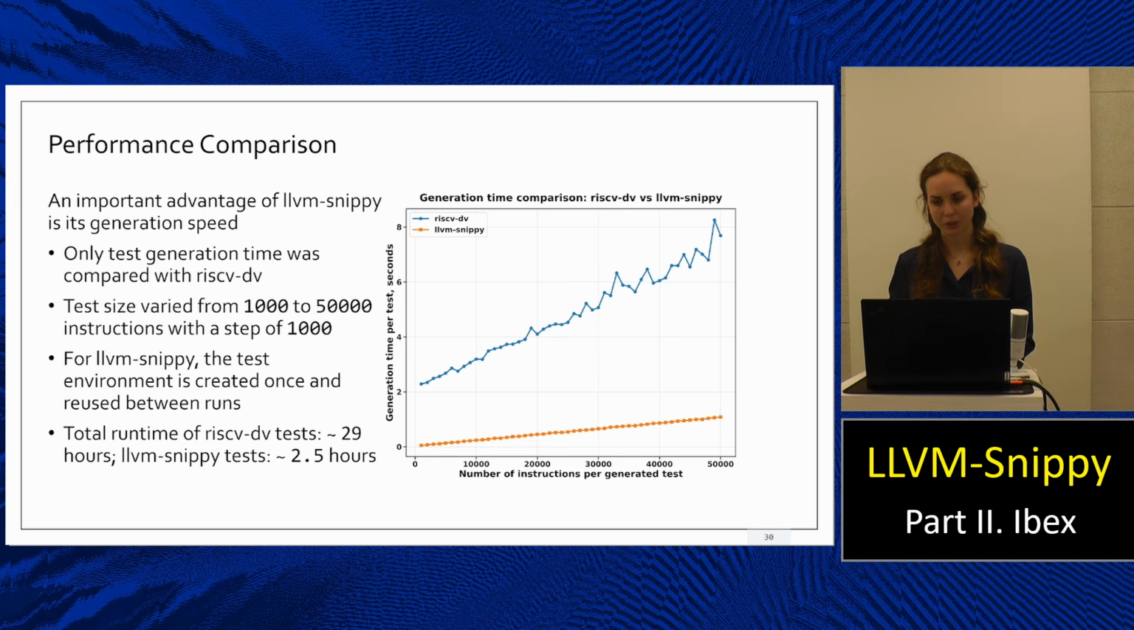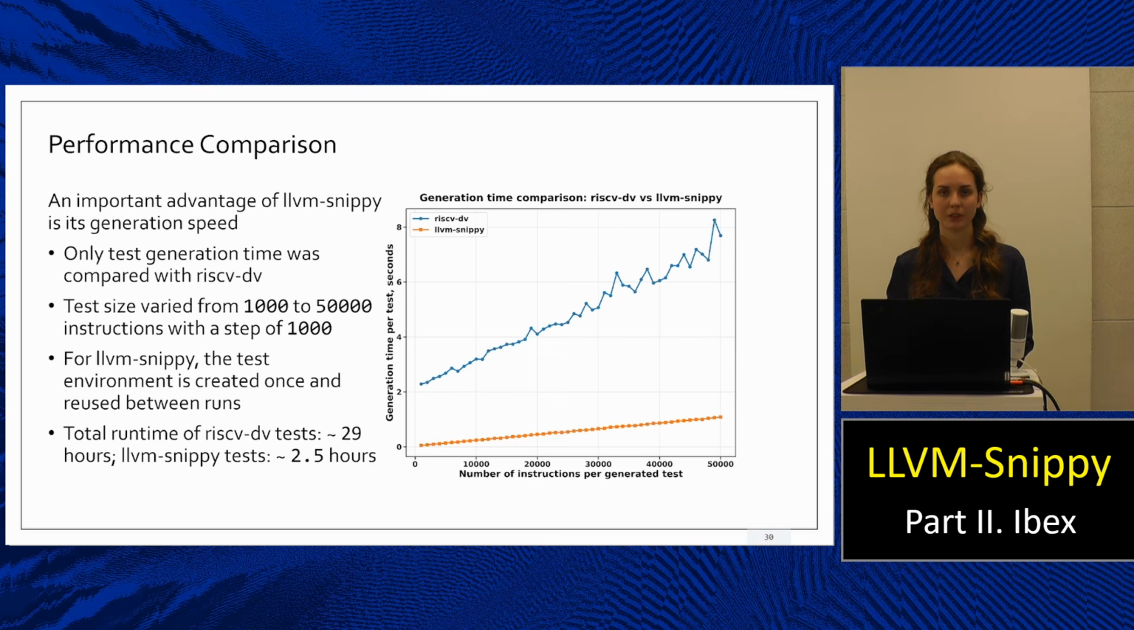This matters for CI. If tests run on every PR or in nightly regression, generation time affects the overall checking cost. Faster generation makes it easier to add more scenarios, run more seeds, and get coverage feedback sooner.